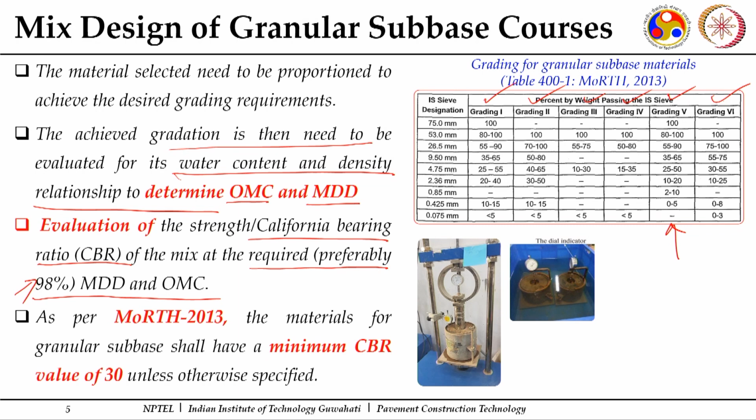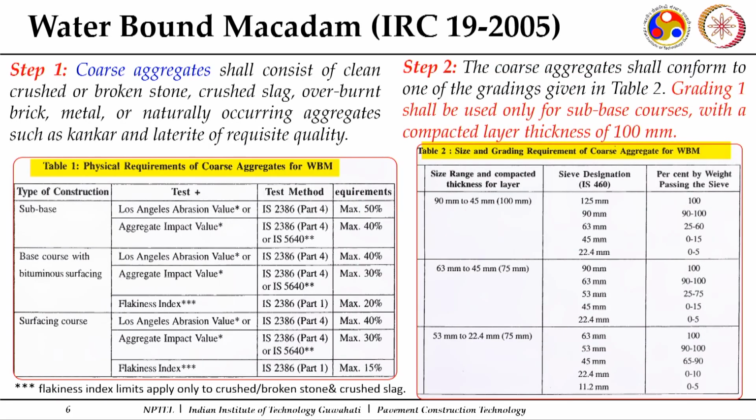So, that gives you what will be the strength which will be retained in the material once it gets indented under the water. And as the MORTH specifications recommend, the minimum CBR for an unbound material used in a granular sub-base course should be 30. So, if that is also not being met, you may be required to change the aggregate source, or otherwise you have to go for some stabilization techniques. So, this is what is required when you are using an unbound granular sub-base course.